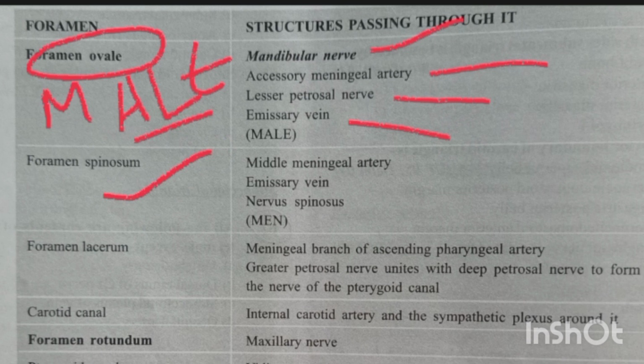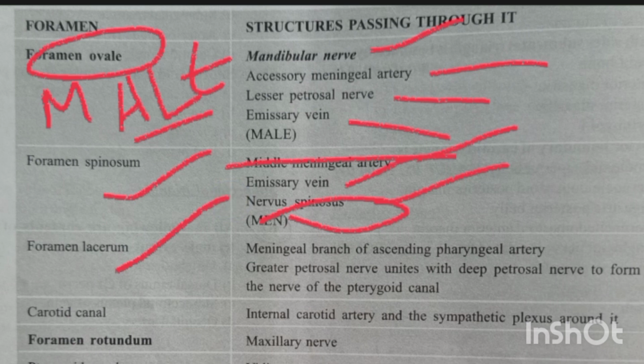You remember men. M for middle meningeal artery, E for emissary veins, and N for nervus spinosum. As the spine presents in the middle, so it is the middle meningeal artery. Next, foramen lacerum. Meningeal branch of ascending pharyngeal artery. Greater petrosal nerve unites with deep petrosal nerve to form the nerve of the pterygoid canal.